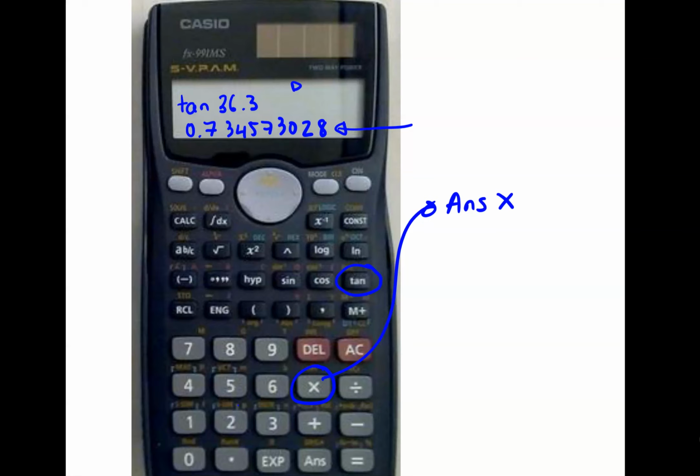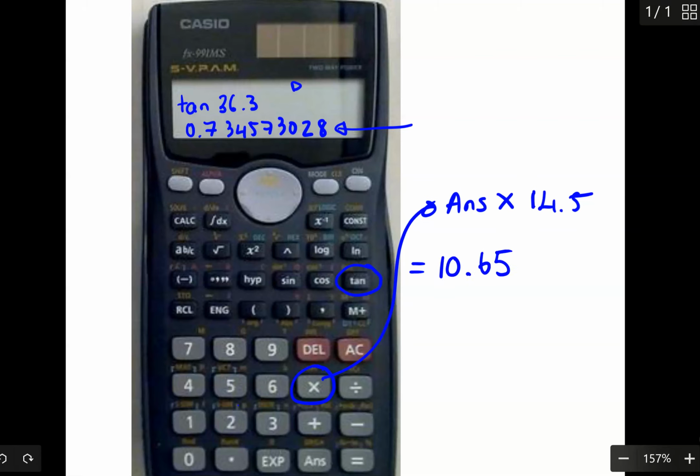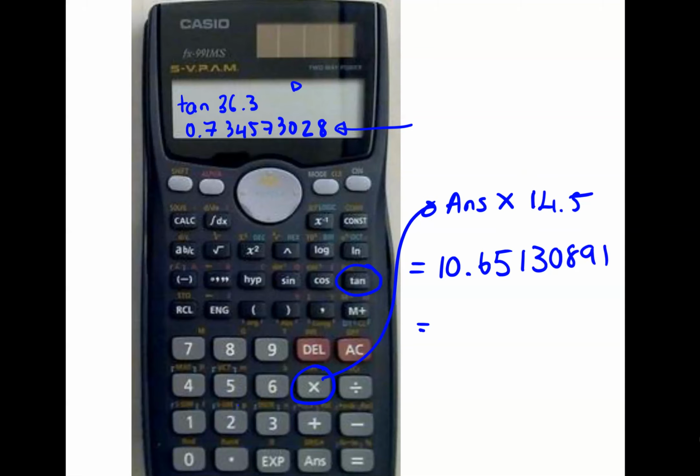So now you are going to key in 14.5. Okay, so I put in 14.5. I should have the answer as 10.65130891. But I need to round to 3 significant digits. So here is the number 5, so I have to increase 6 by 1. So I should have 10.7.